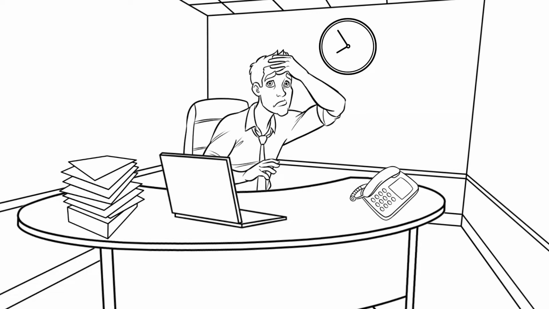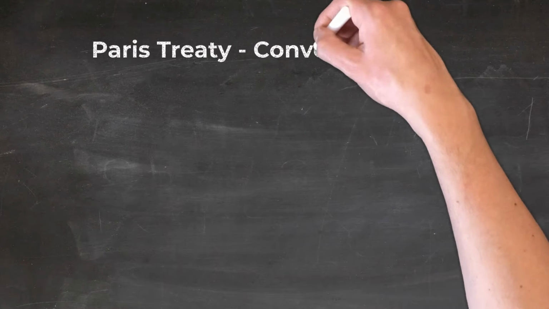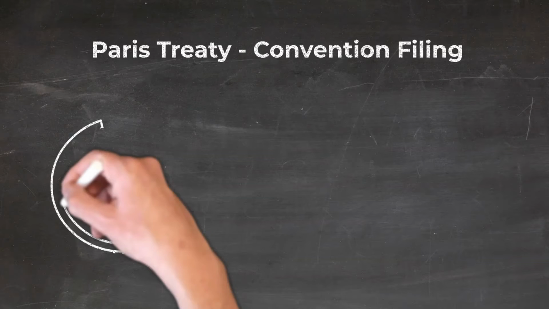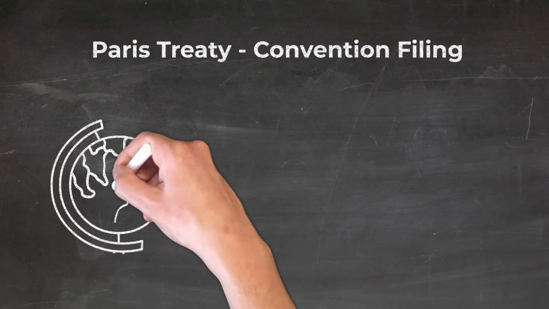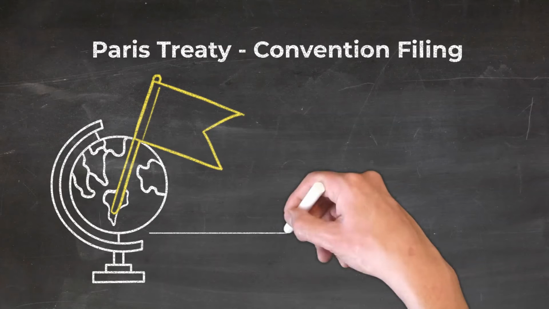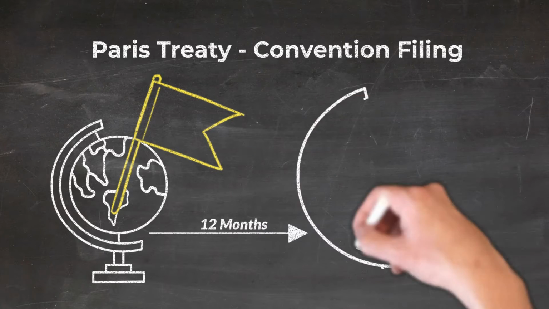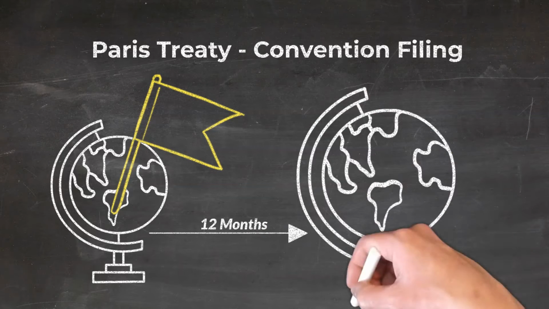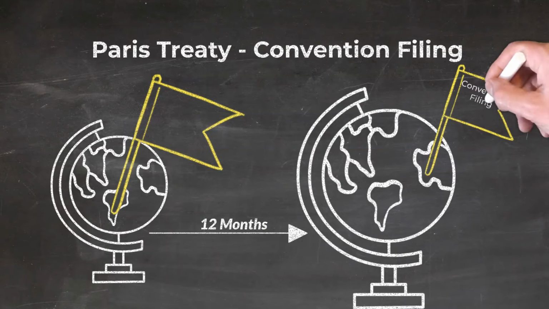practically impossible proposition. The good news is that many countries signed what's called the Paris Convention Treaty, which allows one to file an application called a priority application in one country, and then have 12 months to file in the rest of the countries in which they want protection. These are called convention filings.